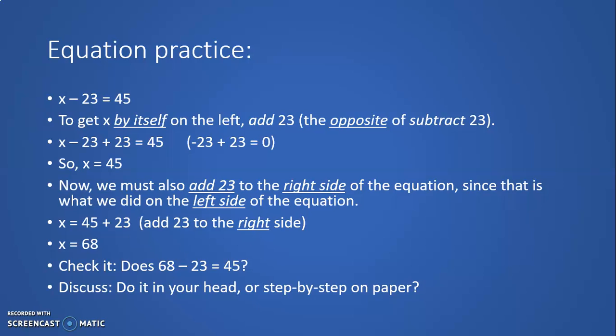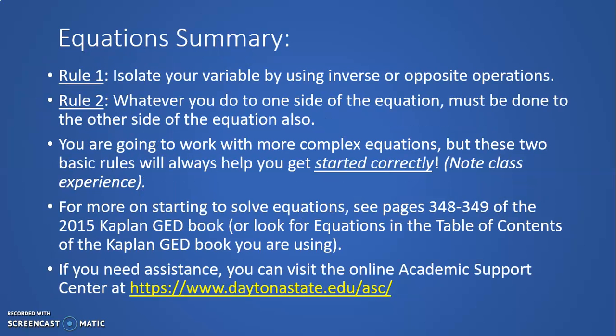So 68 minus 23 does equal 45, so we know that in this case x does equal 68. Okay, to summarize, remember Rule 1. Isolate your variable, the letter, by using inverse or opposite operations. If it's adding, subtract. If it's multiplying, divide. Rule 2. Whatever you do to one side of the equation must be done to the other side of the equation also.